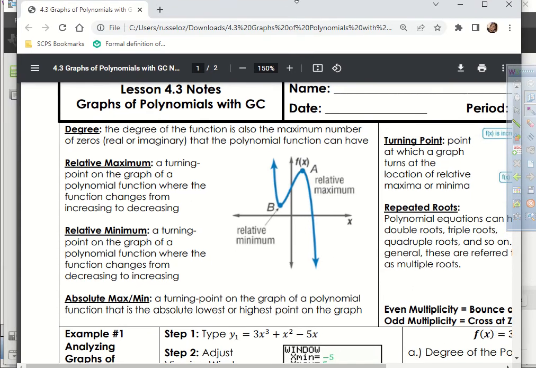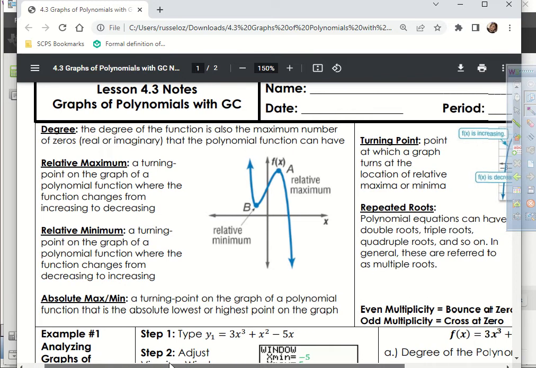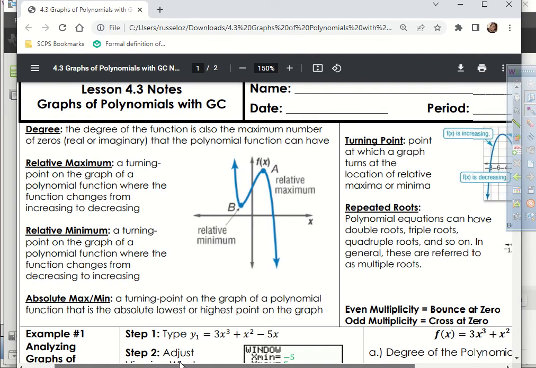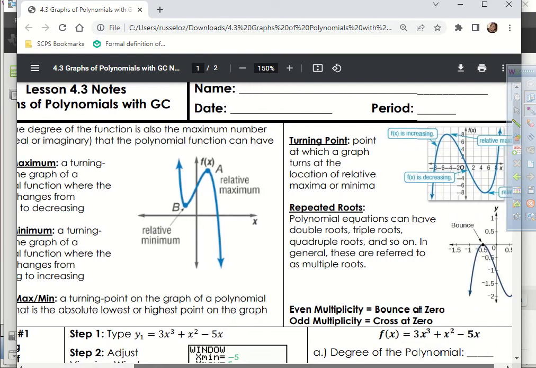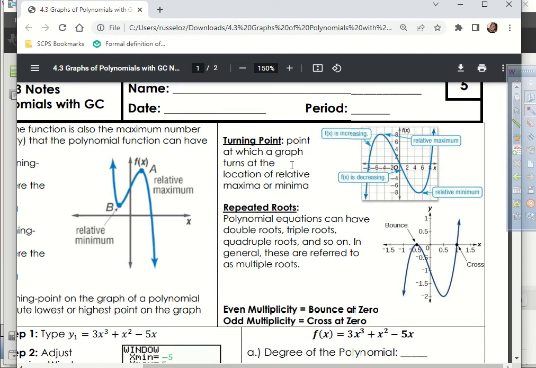Absolute max and min is the absolute lowest or highest point on the graph. Now, any odd degree polynomial will not have an absolute max or min, and an even degree will have one or the other. It can't have both an absolute max and a min because it's going to be going in one direction infinitely, right?